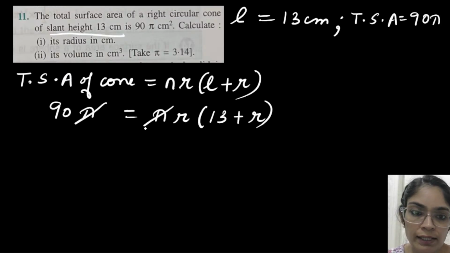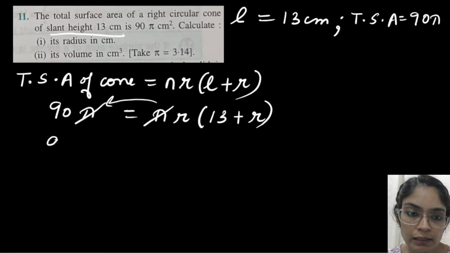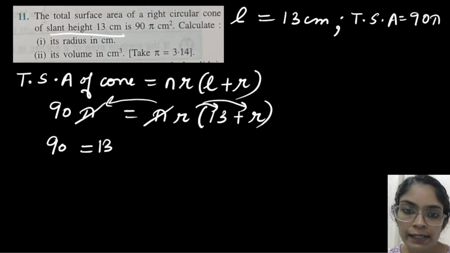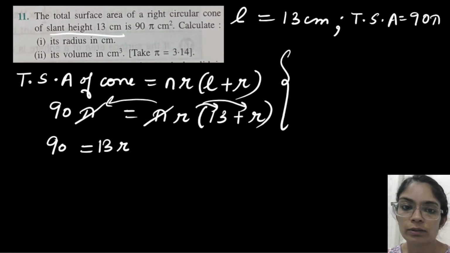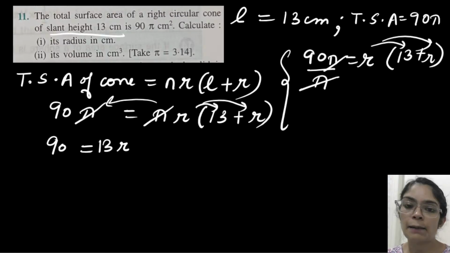So pi and pi will get cancelled, because if you shift this pi to the other side, it will get divided. So 90 is equal to r into (13 plus r). Now let's multiply by r: 13r plus r square. So you can see here we have got a quadratic equation.